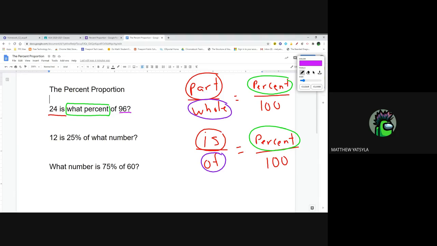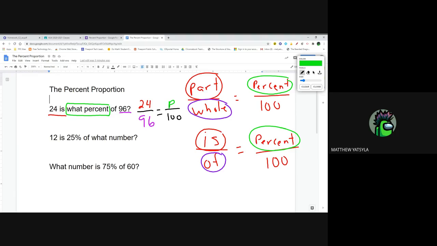All right, so what we do from here is we're going to set this up as a proportion. So again, I'm going to keep the colors just for now. We have 96 down here as the whole. We're going to have the red being our is, which is 24, equals a number over 100. And that percent we're looking for, we're going to use P for percent.